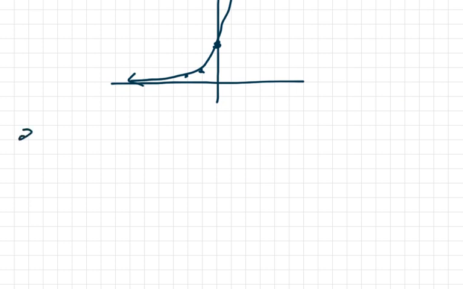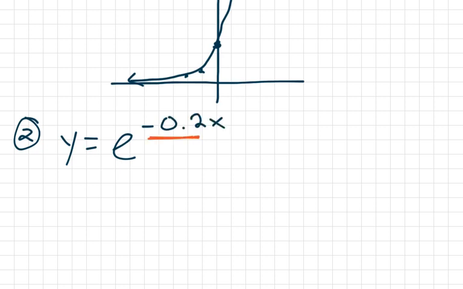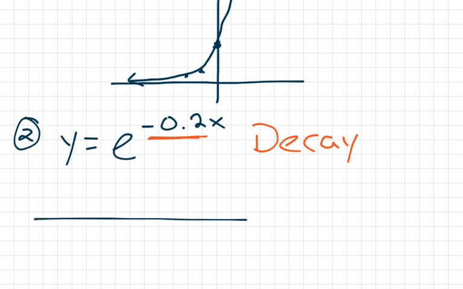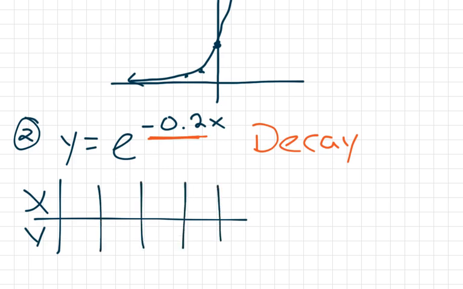Let's try another one here, number 2. Number 2, y equals e to the negative 0.2x power. Now again, the number in front of x determines whether or not it is growth or decay. Since it's a negative number, that means we have an exponential decay function. If that number in front of x is negative, it's automatically going to be a decay function. So let's make an xy table. So these are 5 spaces. Again, we'll do with a -2, -1, 0, 1, and 2 values.